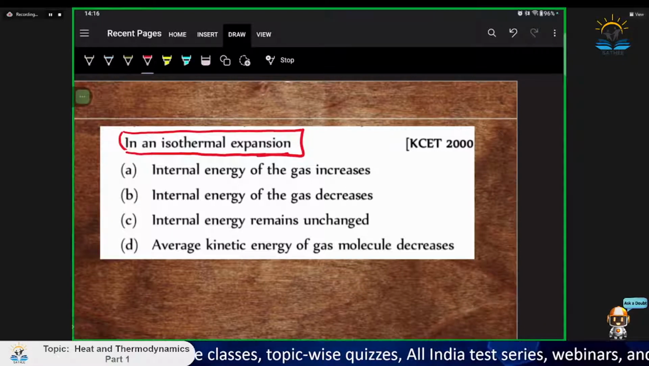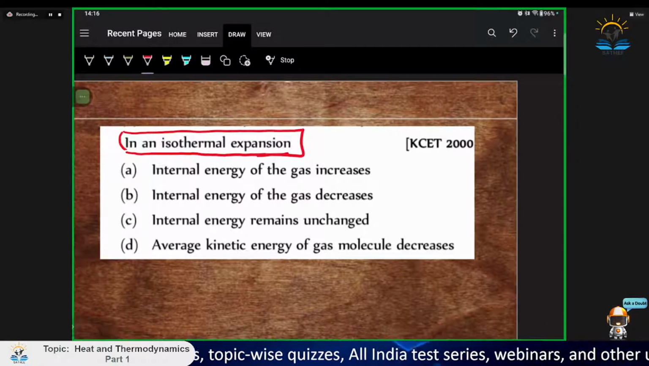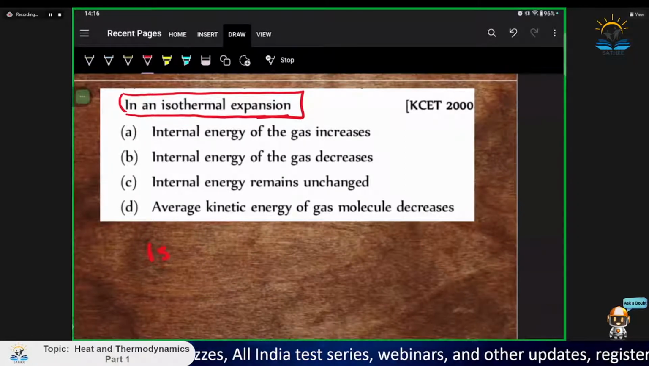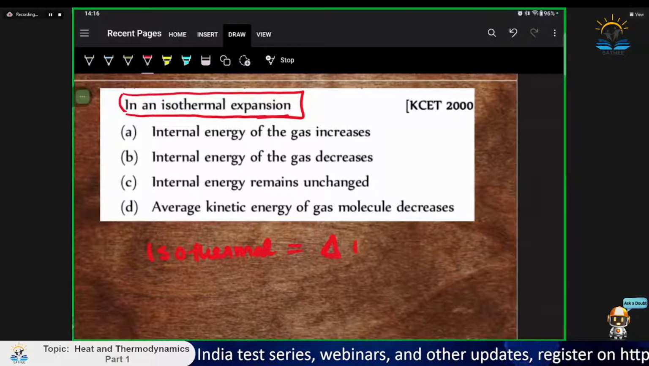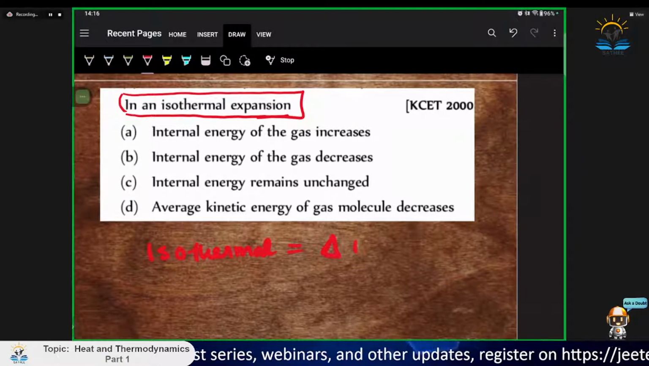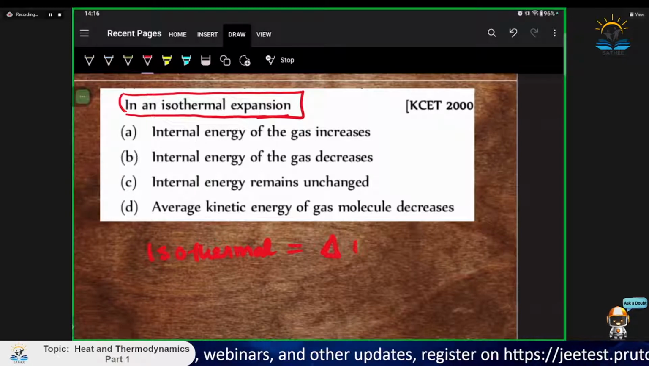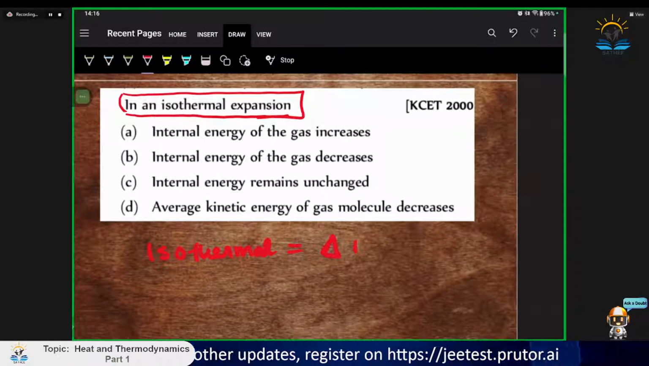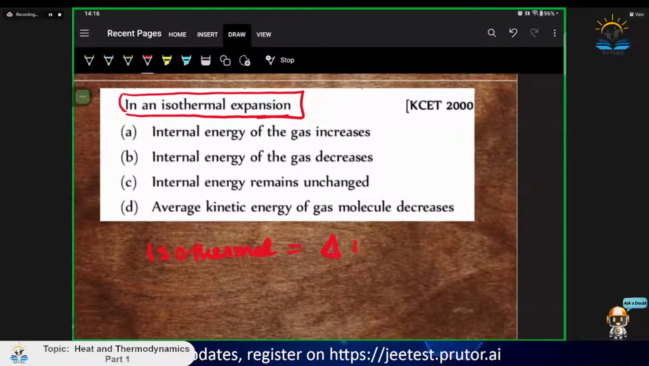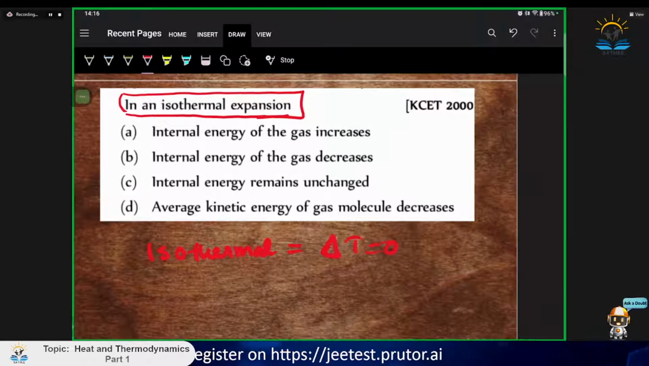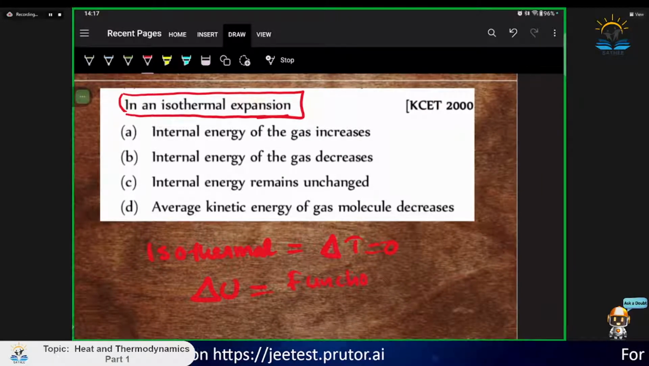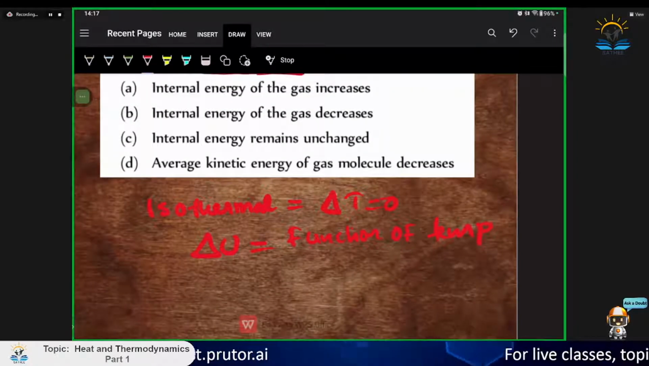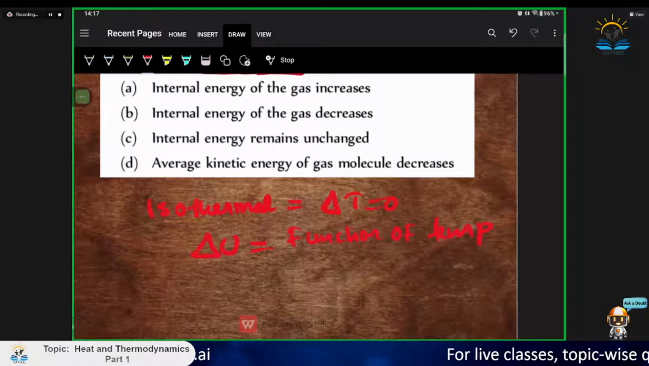In isothermal expansion, I hope everyone knows that isothermal means where delta T is equal to 0. We know internal energy, that is delta U, is a function of temperature. So if delta T is equal to 0, delta U is equal to 0. So the answer remains the same.